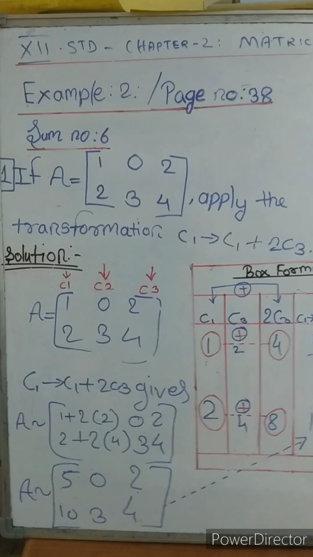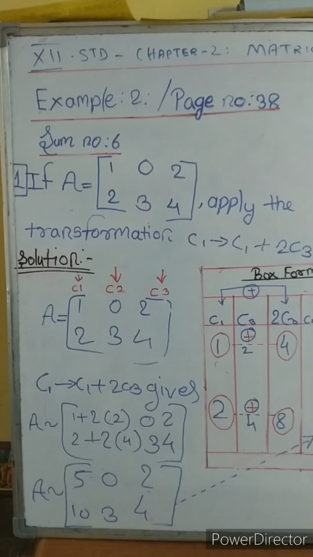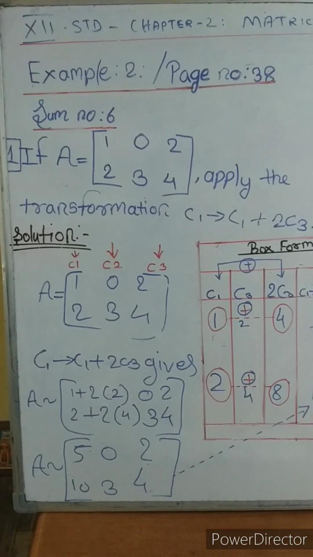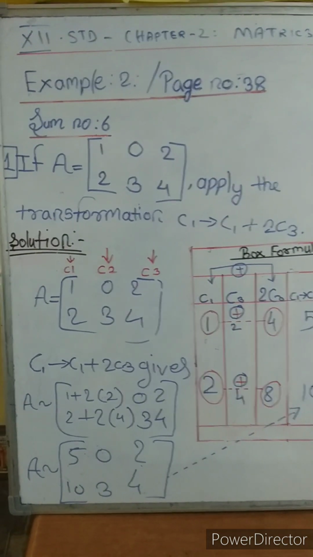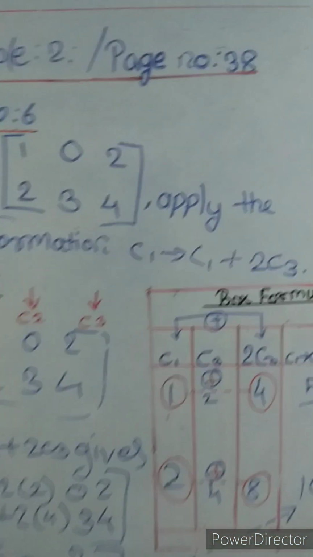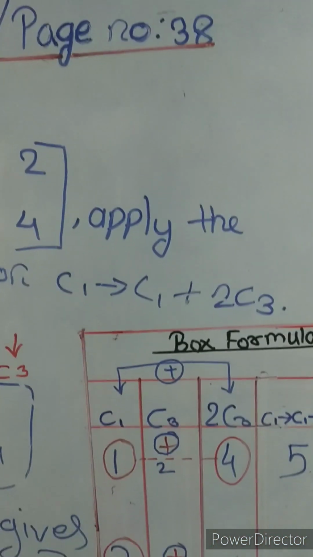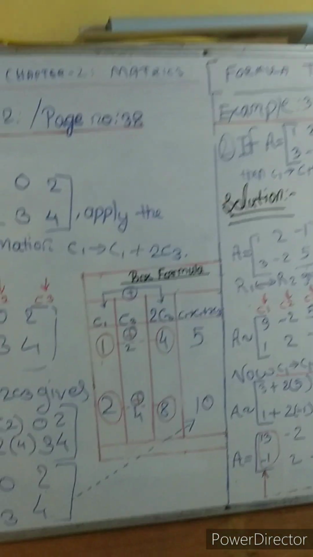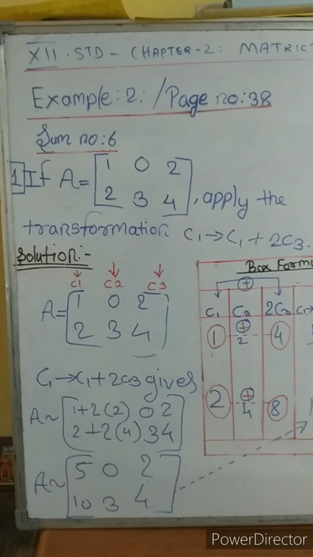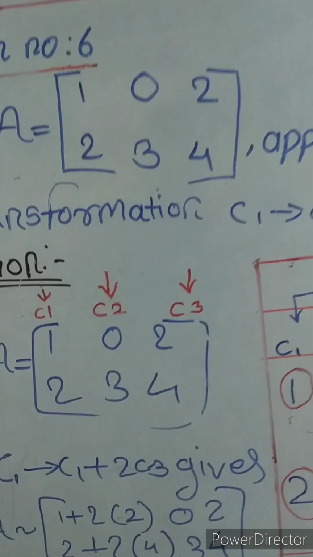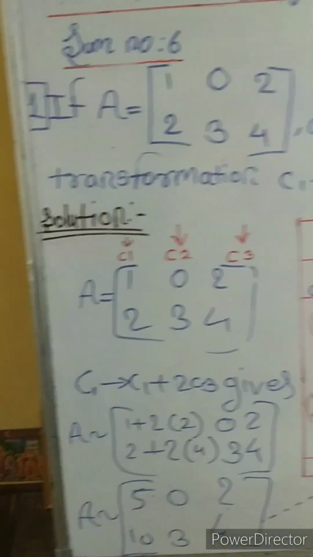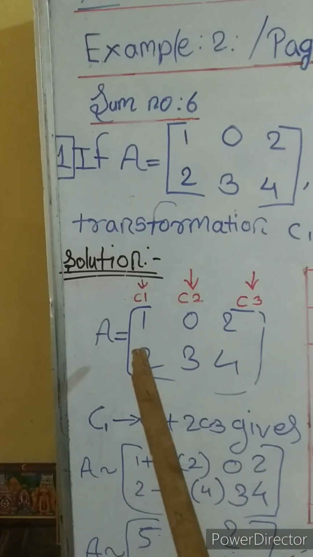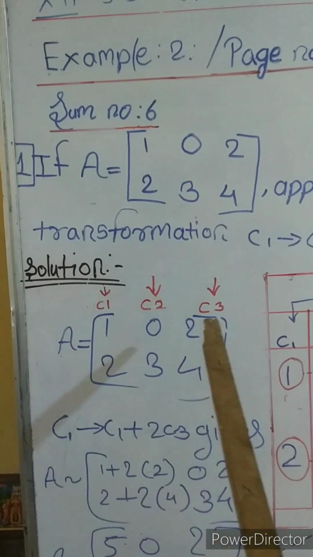Another example: example number 2, page number 38, sum number 6. If A equal to [1, 0, 2; 2, 3, 4], apply the transformation C1 gives C1 plus 2C3. We can apply the box formula as a formula trick for finding the solutions of these problems. So here I mention A [1, 0, 2; 2, 3, 4], with C1, C2 and C3.